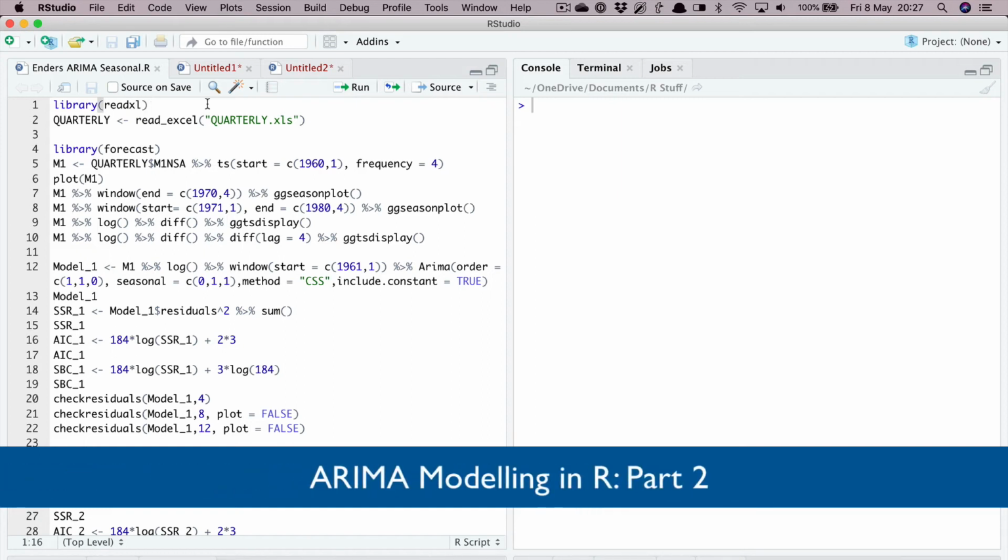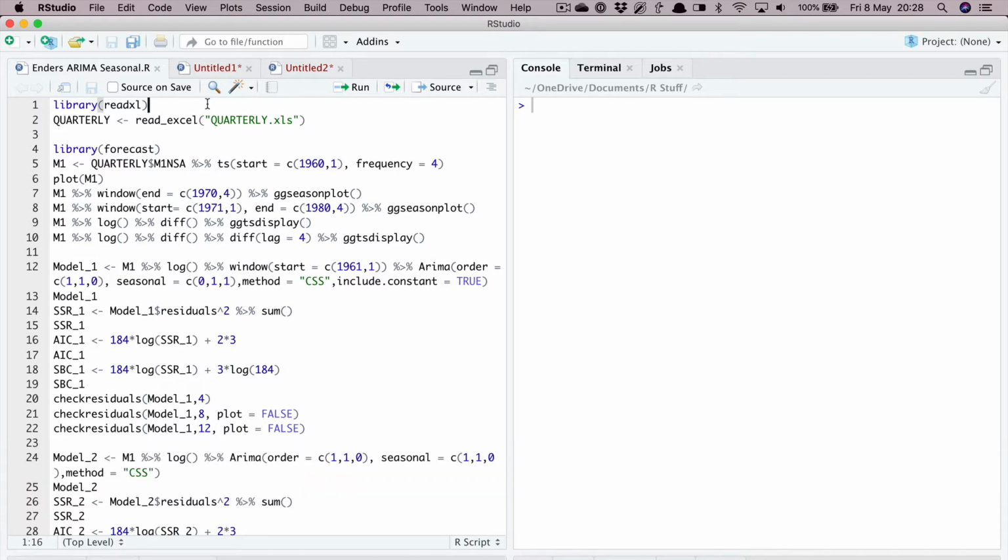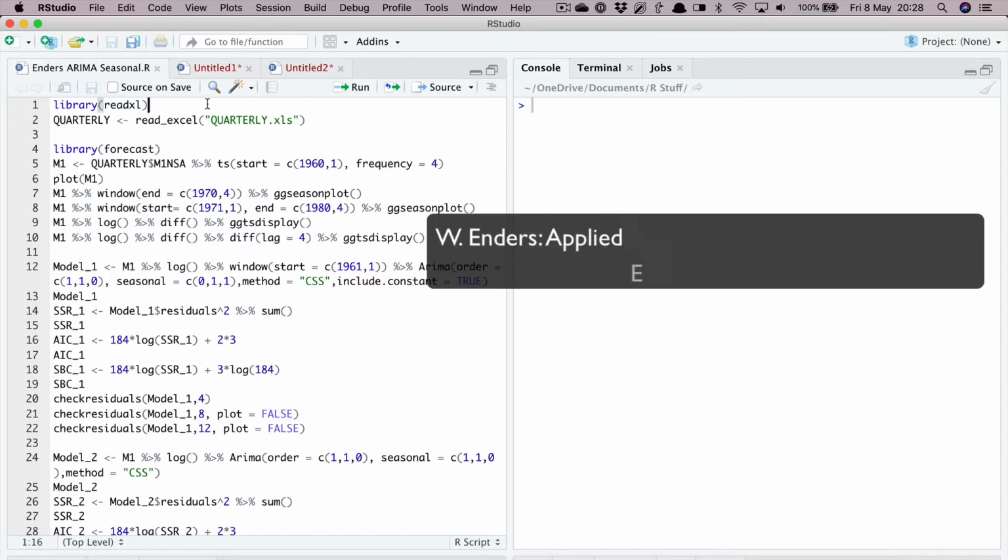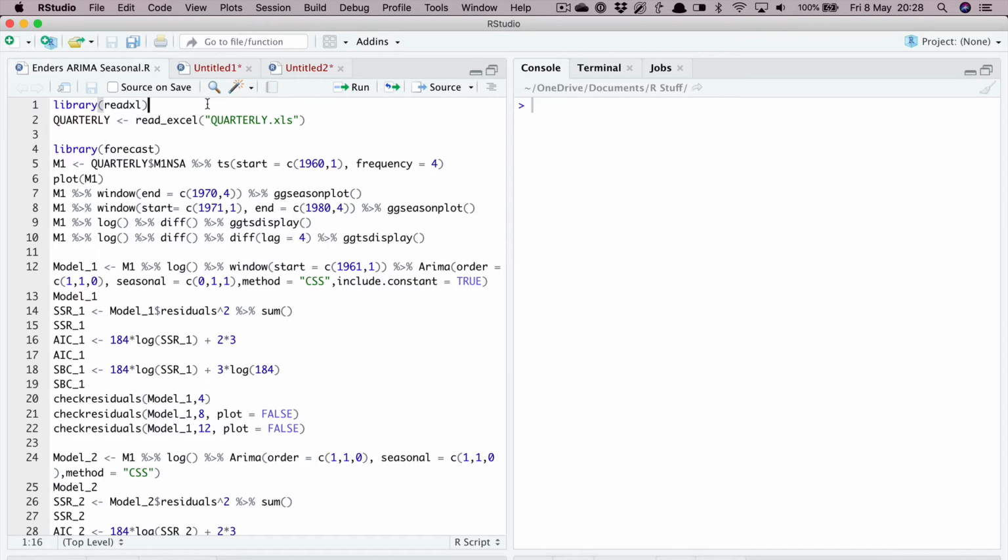In the second video on using R for ARIMA modeling, I'll have a look at how to model seasonal data. The example I'm going to use, again, is taken from the book by Enders. The example starts on page 99 of the third edition if you want to have a look at it. He models and forecasts data on the M1 money supply in America.